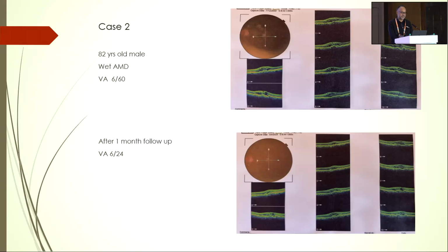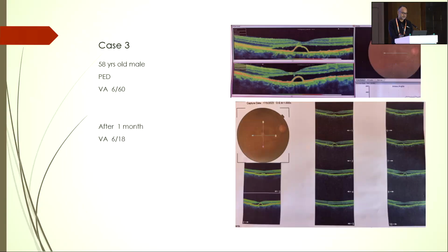So case 2, again, an 82-year-old male, wet AMD, 6/60 vision. You can see at the end of even 1 month of follow-up, not even 3 months, the intraretinal fluid has decreased and the PED has gone down. I had a recent case, and you would ask me again whether in a 6/6 case you can give Pagenex? Yes, I have given. He was my friend. 6/6, he's a laparoscopic surgeon.